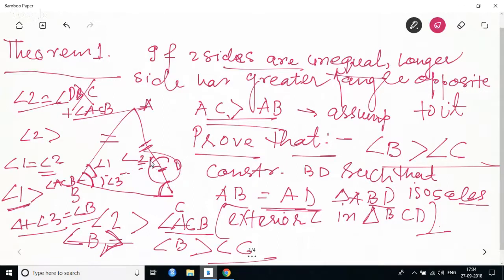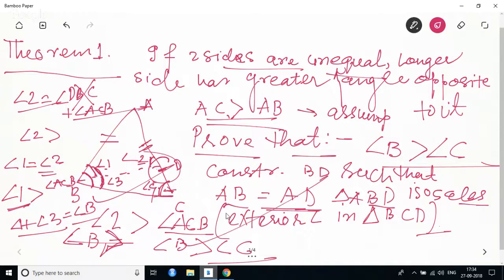I know that angle 2 would be greater than this angle, because angle 2 is equal to the summation of both these angles and would be greater than any of angle 3, and suppose this is angle 4. Now if angle 1 is greater than 4, angle 1 plus 3, which is the complete part of B, will obviously be greater than 4. So that's why angle B would be greater than angle C.